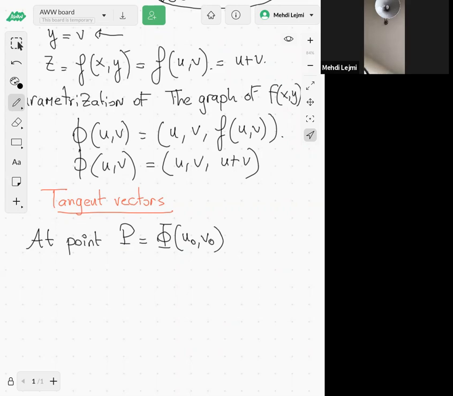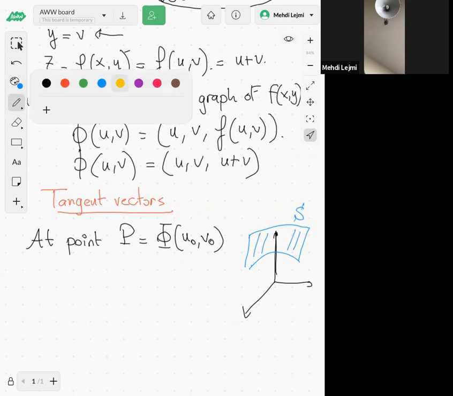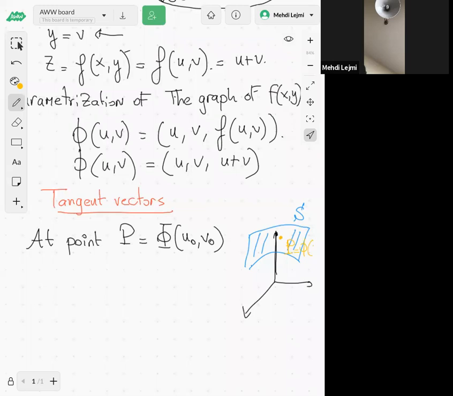So at that point, again, guys, you can just imagine, you have your surface S somewhere here. This is my surface S, right? And so we have some point P here somewhere. So this is my point P, right? So point P is phi of some u0, v0. u0 and v0 are just fixed numbers.